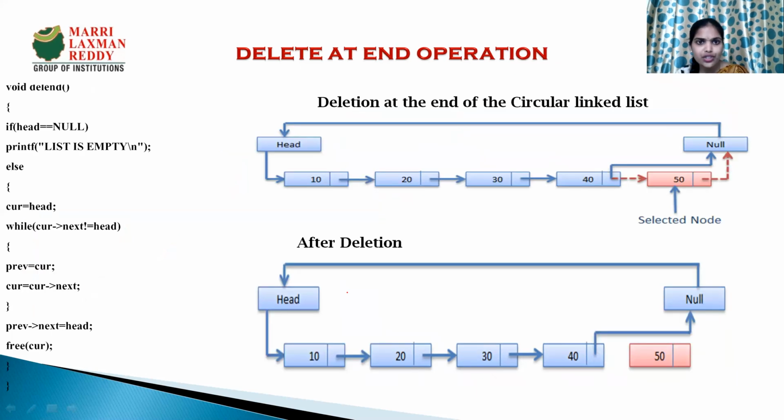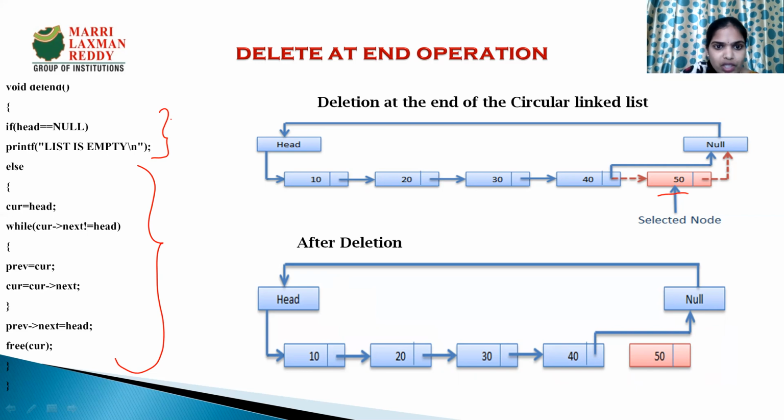Similarly, we have another deletion operation that is to be performed at the end of the list. Suppose here also the same condition, we have to check whether there are nodes in the list or not. If head is equal to null, it means directly we have to mention that the list is empty. But here we have some nodes. So for that we'll go for this else statement, where if you want to delete the last node, we don't know where the list has ended. So from the first node we have to traverse till the last node.